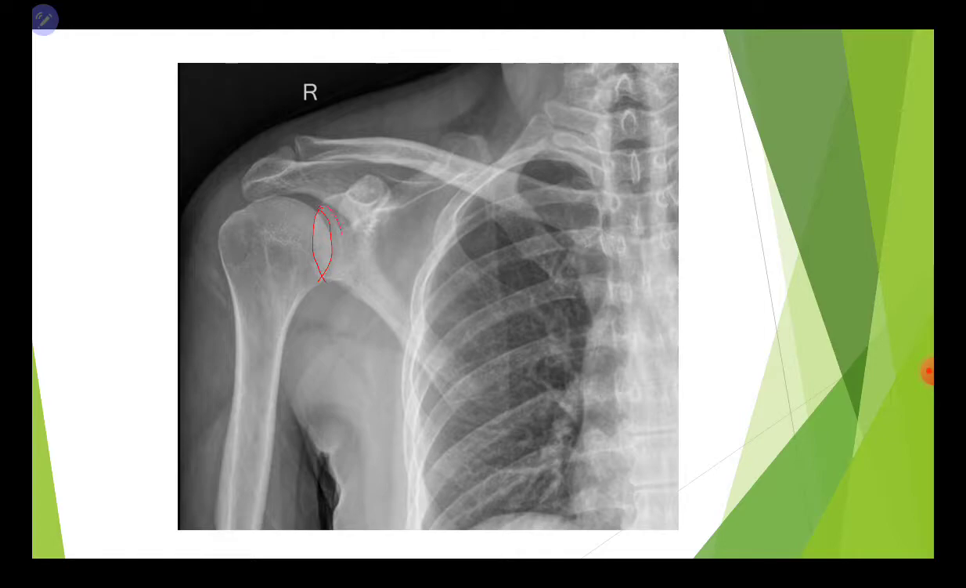formed by the glenoid part of the scapula and the head of humerus. Here we can see the large head of humerus. It articulates with a relatively shallow glenoid cavity. This joint is basically a very unstable joint, but the advantage is that it provides a wide range of movements.